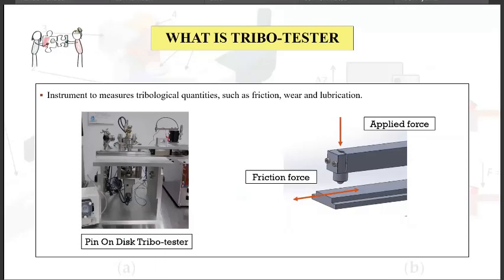After clarifying my hypothesis, I'm going to talk about what a tribo tester is. A tribo tester is an instrument to measure tribology quantities such as friction, wear, and lubrication.